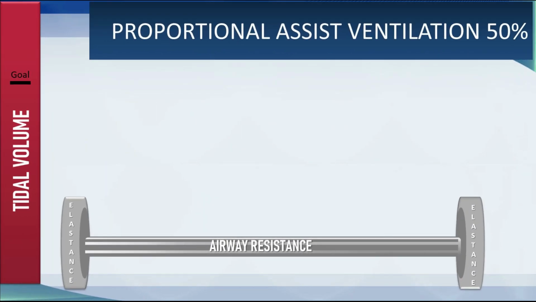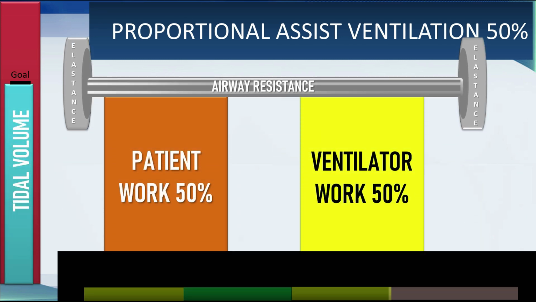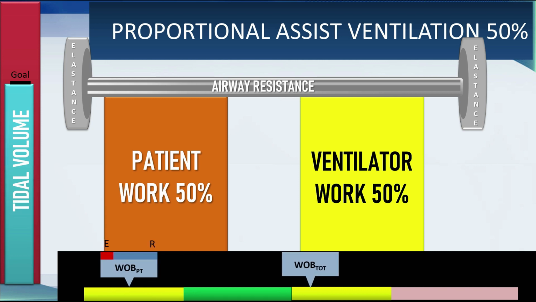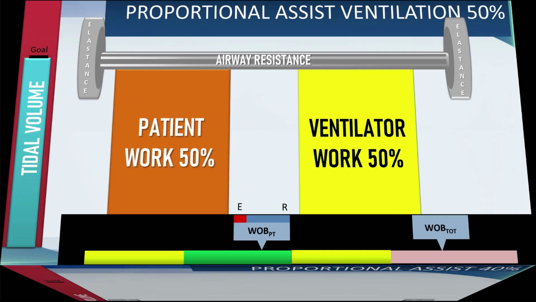The patient will do 50% of the work and the ventilator does 50% of the work. Now you can see that the tidal volume has reached its goal and the patient's work of breathing is in the green zone in the work of breathing bar. And that means that we're in a good place. But we want to see if the patient can work just that little bit harder. So let's reduce the assist to 40%.